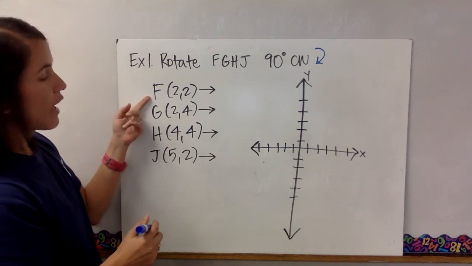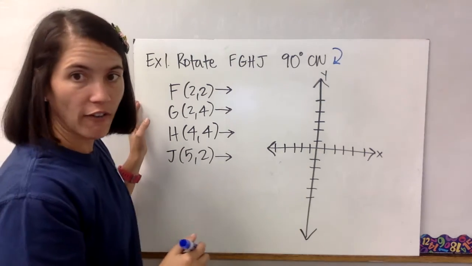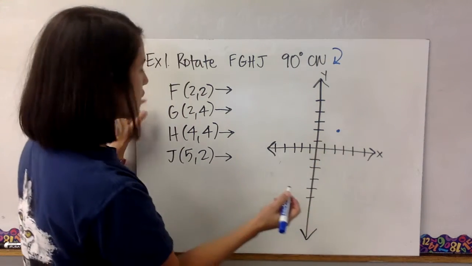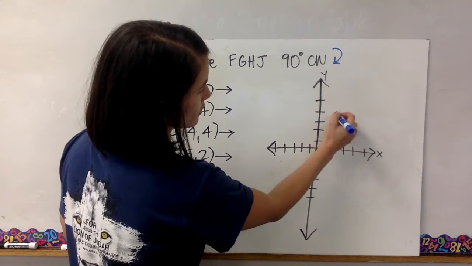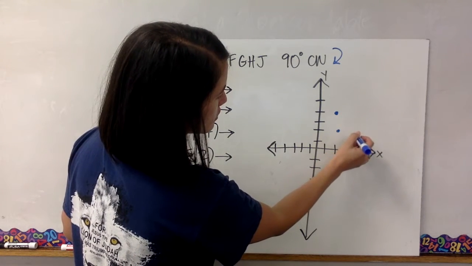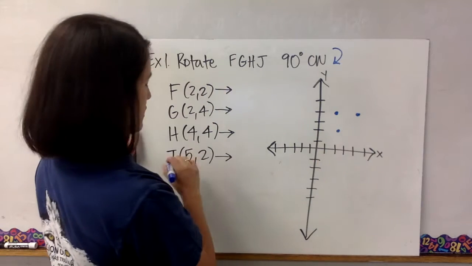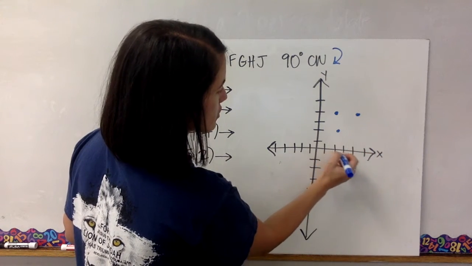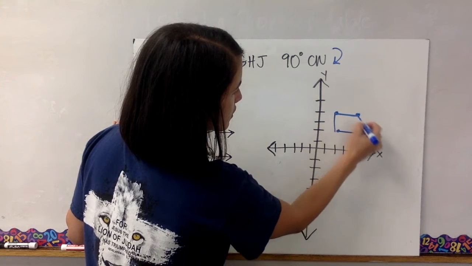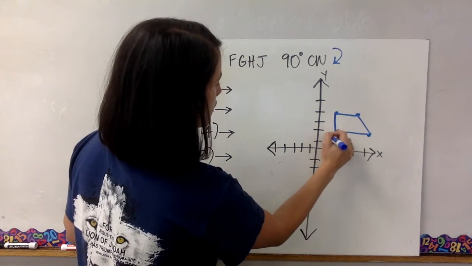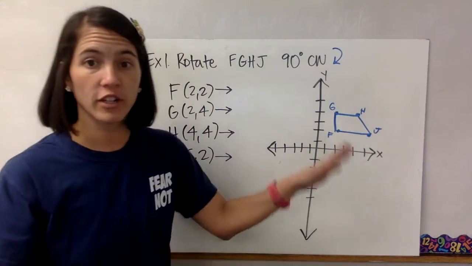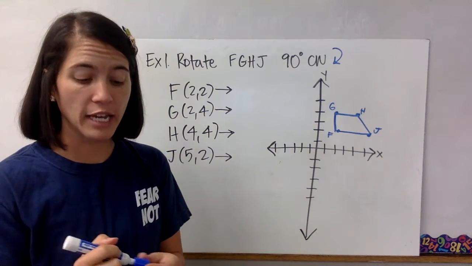So first we're going to graph our pre-image. We're going to graph our original. So F is 2, 2, G is 2, 4, H is 4, 4, and J is 5, up 2. All right, so F, G, H, J. There is our original figure. You do that on yours, and now we're going to rotate it 90 degrees clockwise.